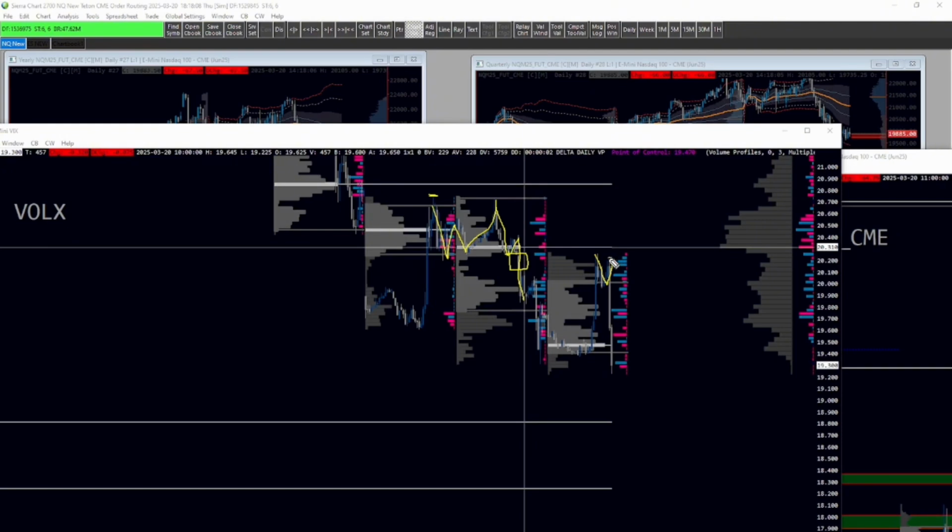So as I said, if I'm looking to go long, I want to see VIX pop. I saw VIX pop all the way down. So this is my confirmation to look for long trades.